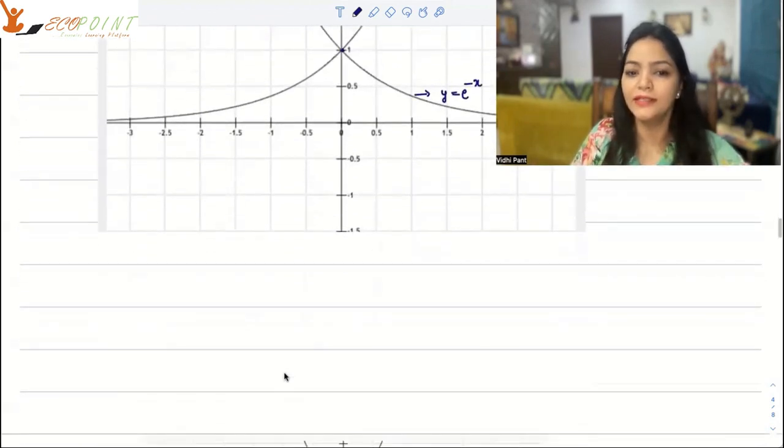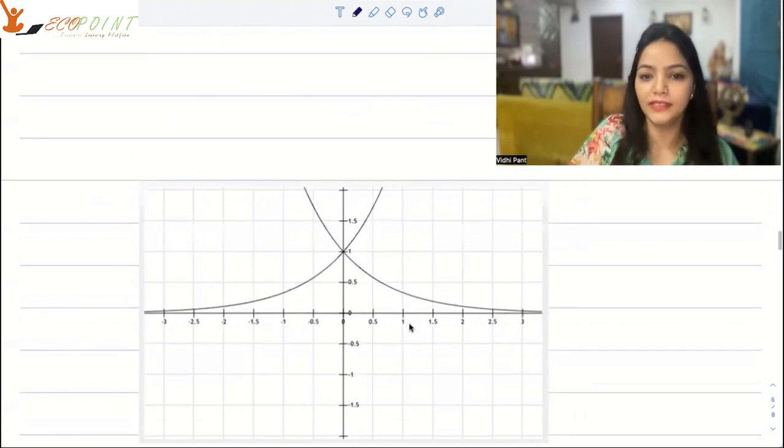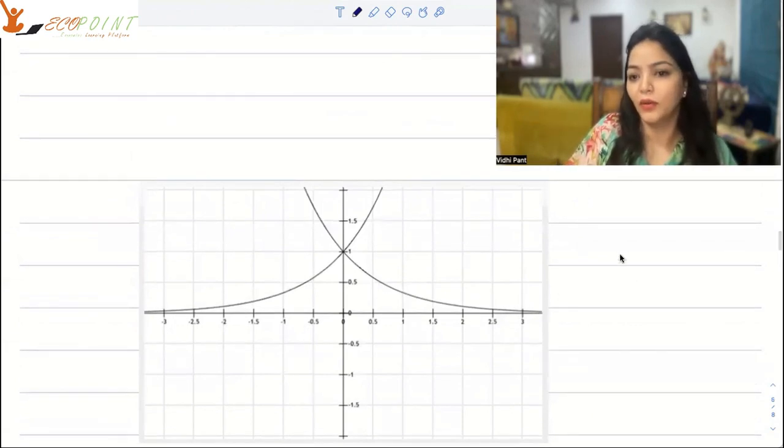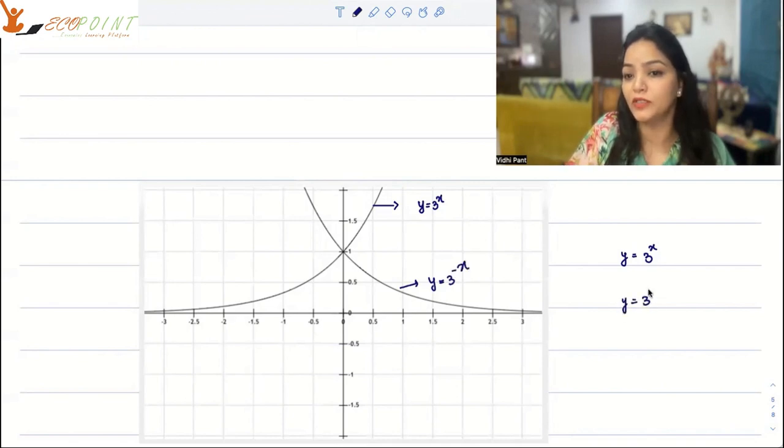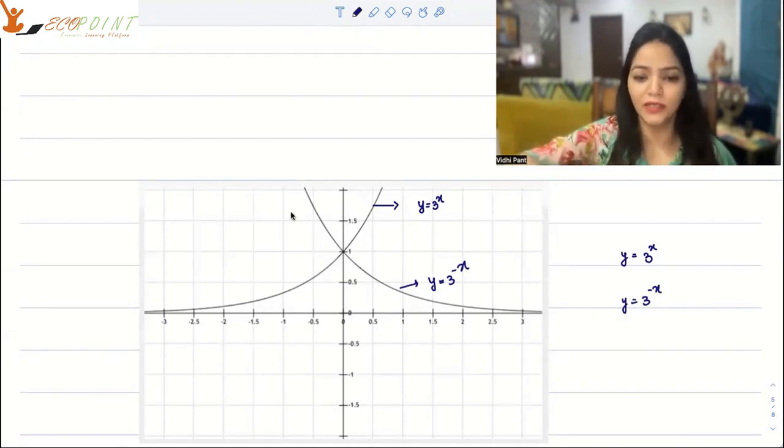Let me give you another example with a graph. This is a graph of y equals to 3 to the power x. This is y equals to 3 to the power x, and this is the graph of y equals to 3 to the power minus x, because that is what we are interested in as far as the reflection in the y-axis is concerned.